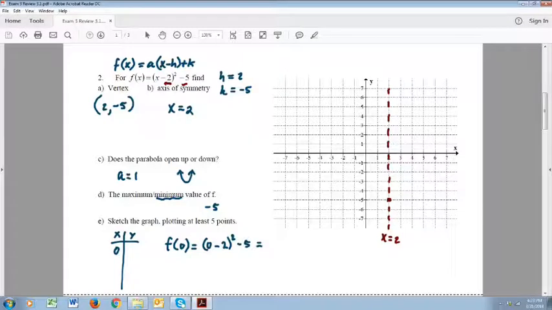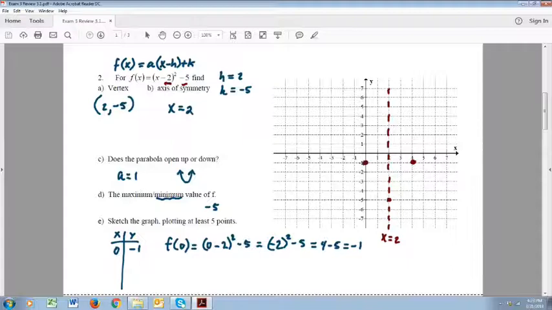When you do that, you're going to get negative 2 squared minus 5, which is 4 minus 5, or negative 1. So let's go ahead and put that on the graph, which means we've got another point on the other side using symmetry.